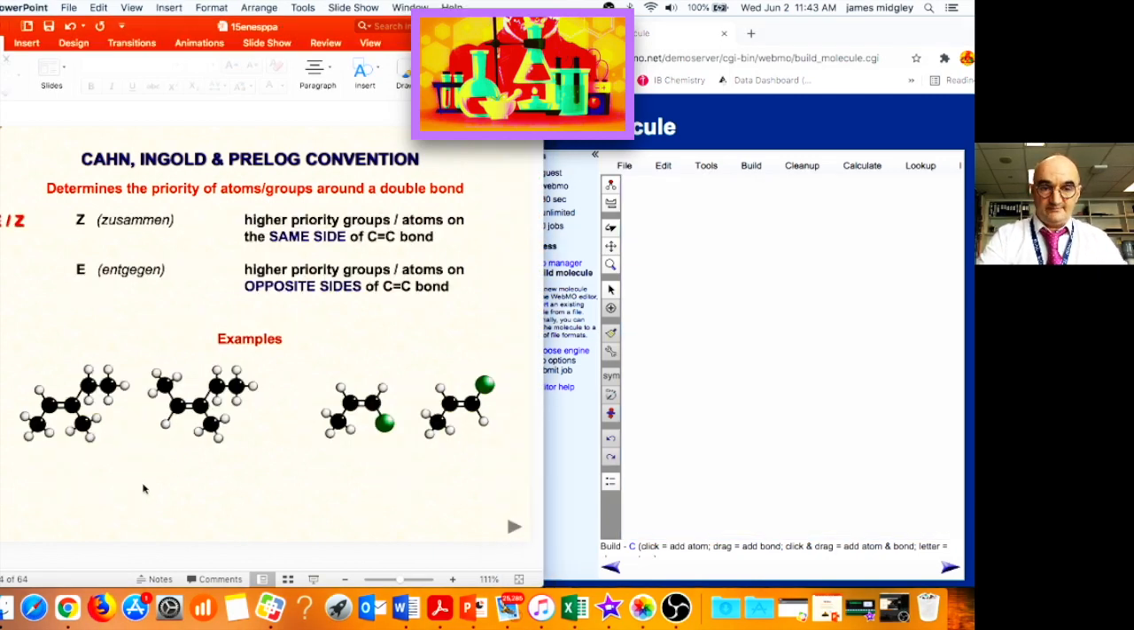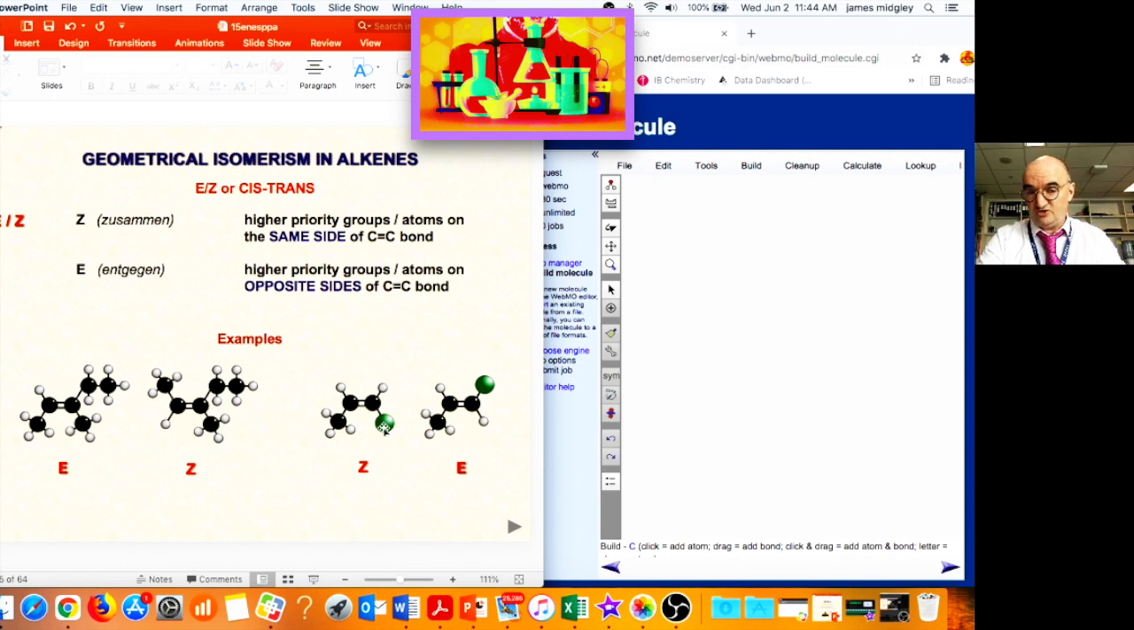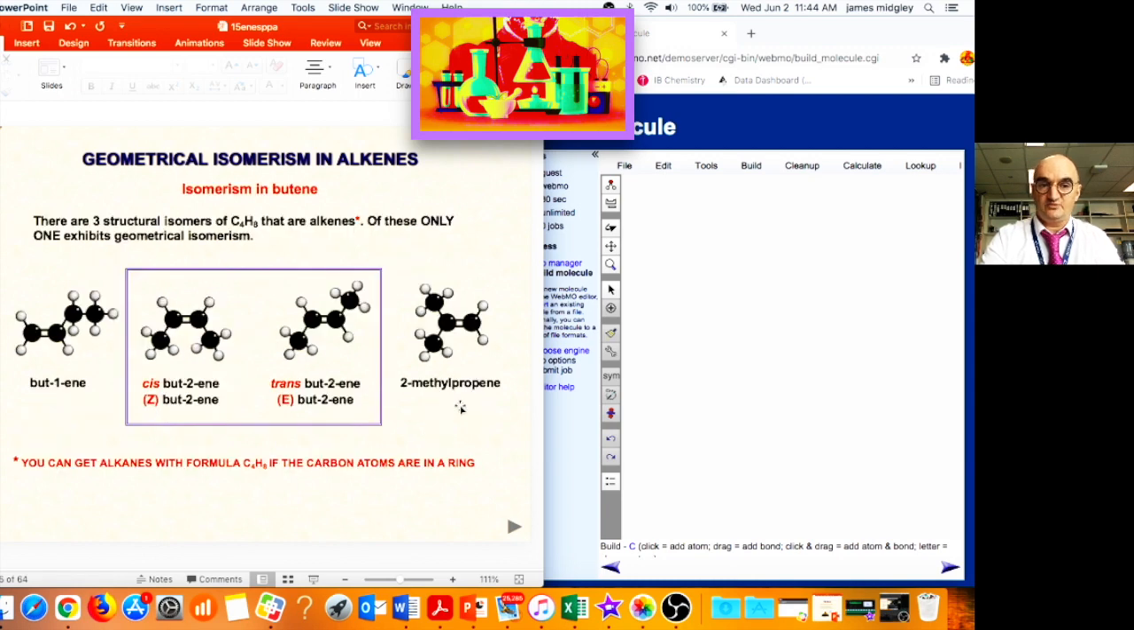Some examples here. What's this one? 1, 2, 3, 4, 5, pent-2-ene, 3-methylpent-2-ene. Is that cis or trans? 15, 1, 15, 29, 15, 1, 15, 29. E/Z. This one was 15, 1, 1, I assume chlorine 35, so same side. Here, E, opposite side. E/Z isomerism.